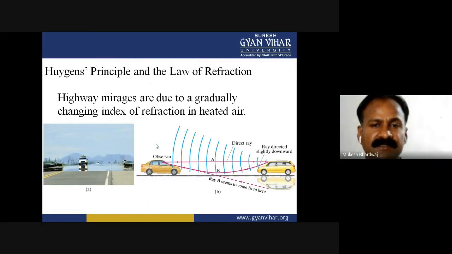Highway mirages are due to the gradually changing index of refraction in heated air. This is the phenomenon of how a mirage appears to be seen on highways on sunny hot days.